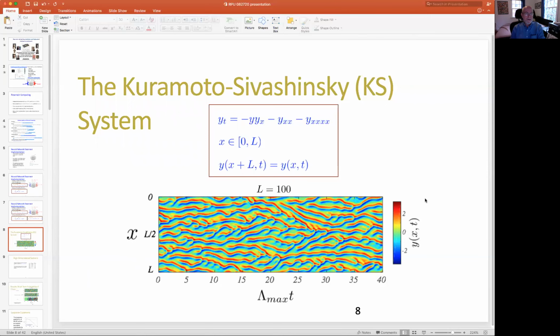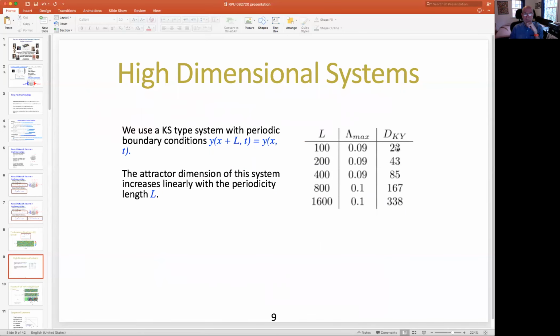The example that I was greatly impressed by was Jaideep's work on the Kuramoto-Sivashinsky equation, where they simulated numerically this nonlinear partial differential equation and developed this weakly turbulent time series. This is a classic model of weak turbulence. It has a periodic domain L, and the size of the domain L also controls the complexity of the system. For instance, the Kaplan-Yorke dimension can be varied from, let's say, 23 at L equal 100 into the hundreds, 1600. So this is a high dimensional system.